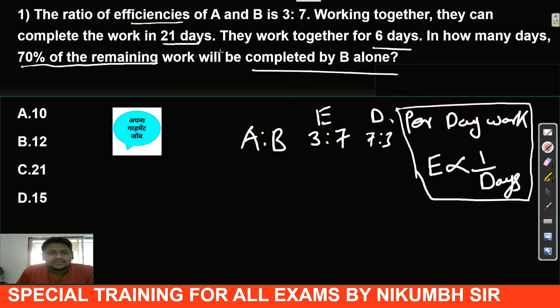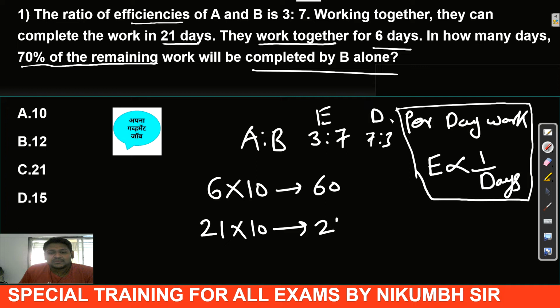Now just observe this. The total work is such that they can complete it in 21 days. We don't know the total work; till now we know only the per day work. They work together for 6 days. Per day A does 3 units and B does 7 units, so the total work done by both per day is 3 plus 7, that is 10. So 6 into 10 is 60, right? What will be the total work? If they work like this for 21 days, the total work will be 210.